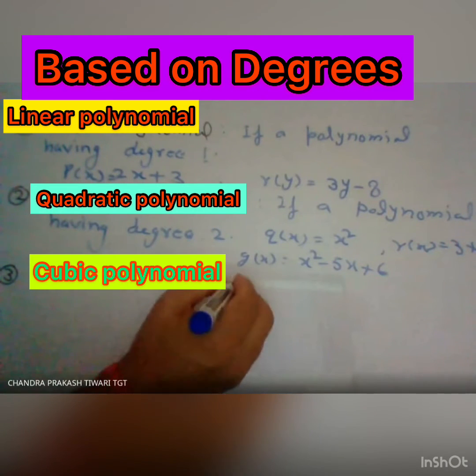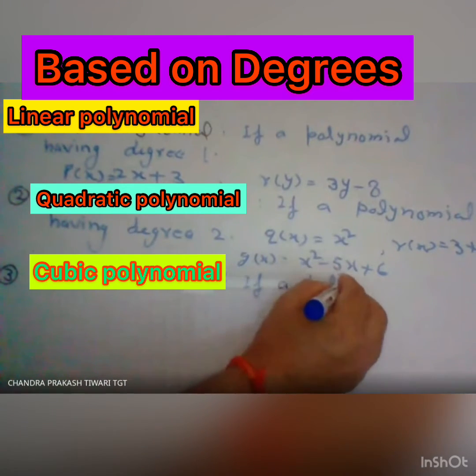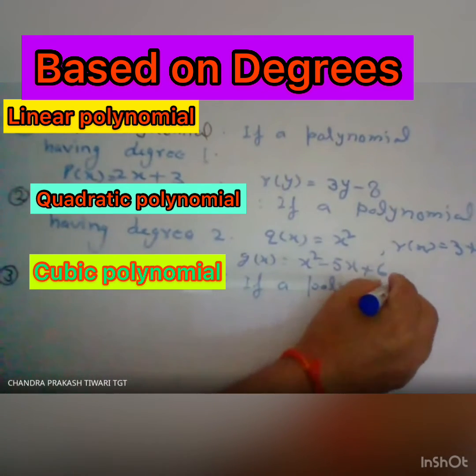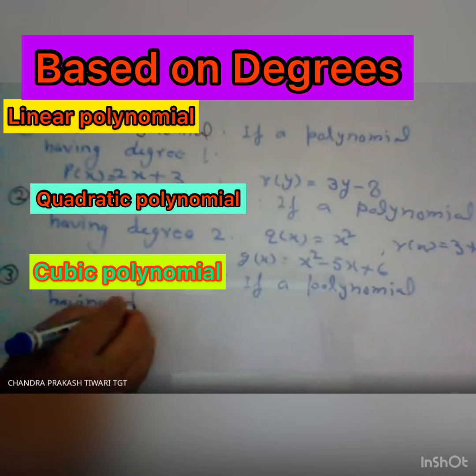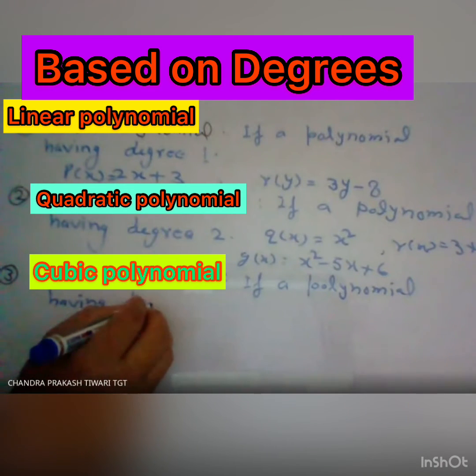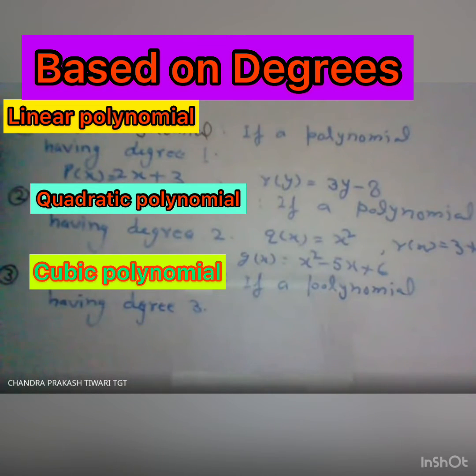If a polynomial has degree 3, then that type of polynomial is always a cubic polynomial. But how can you say this is a cubic polynomial? Let us try to understand with an example.